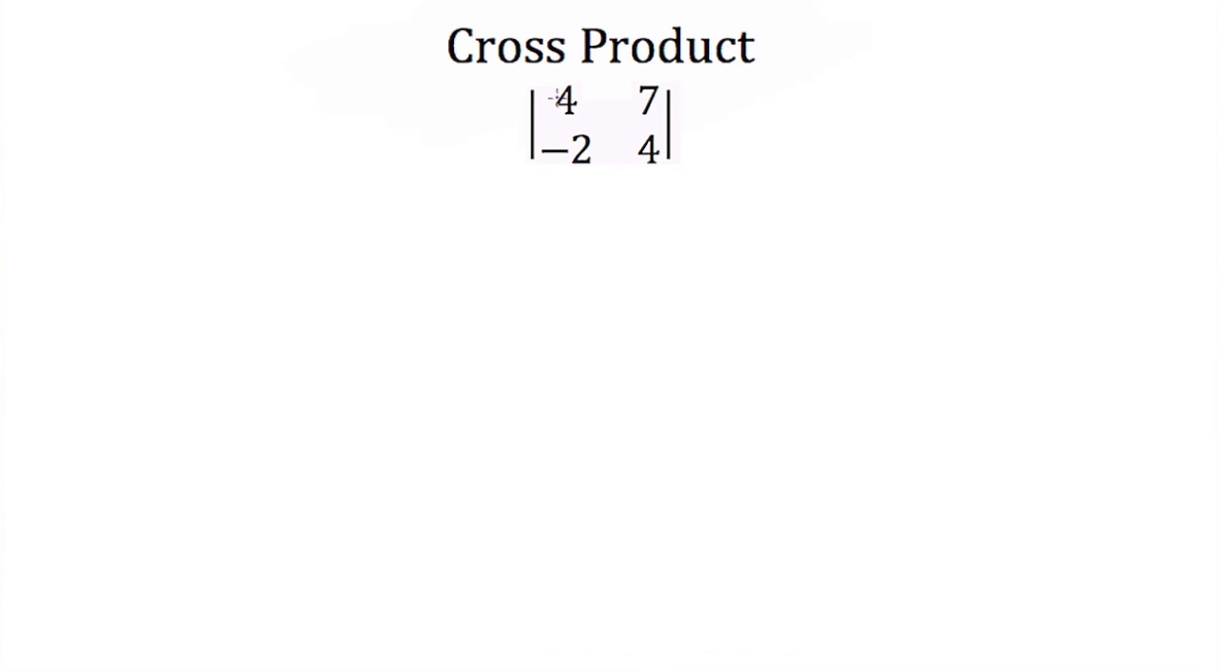So let's find the determinant of this matrix. To do so, we would take 4 and 4 and we would multiply them together. Then from that product, we would subtract 7 times -2. So 4 times 4 is 16, and then we're subtracting 7 times -2, which is -14. Now we're subtracting a negative, so that's the same as adding. And the determinant of this matrix is equal to 30.